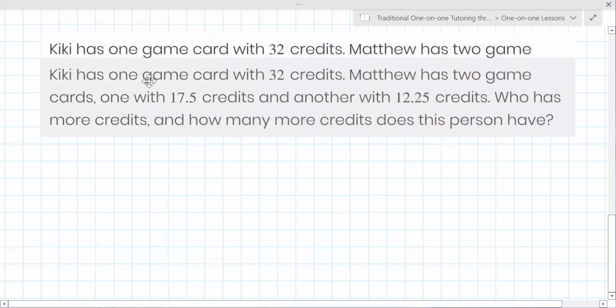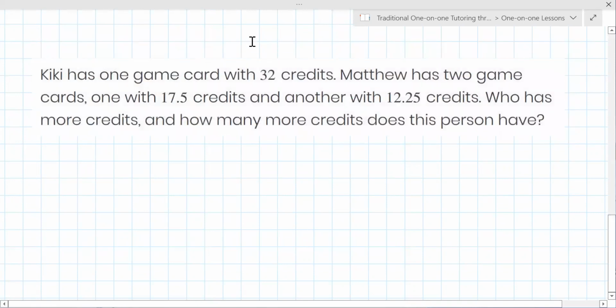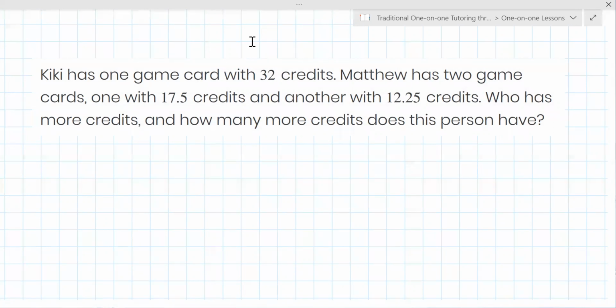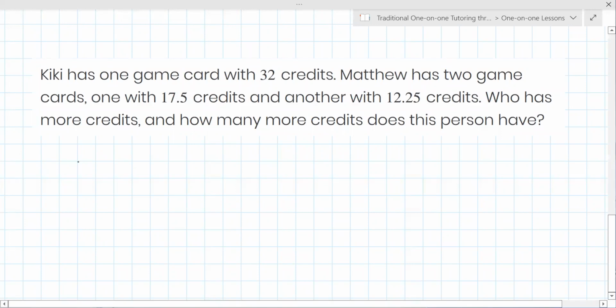Could you read this out loud for us, please? Kiki has one game card with 32 credits. Matthew has 2 game cards, one with 17.5 credits and another with 12.25 credits. Who has more credits? And how many more credits does this person have?